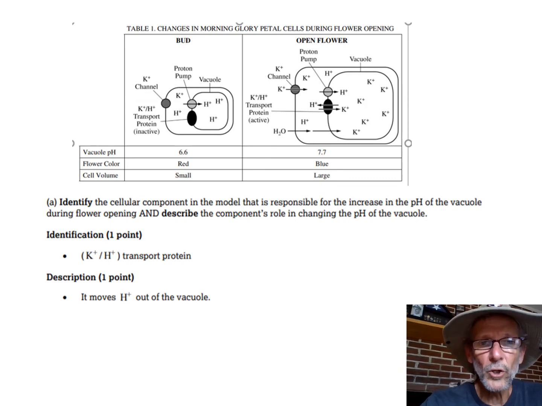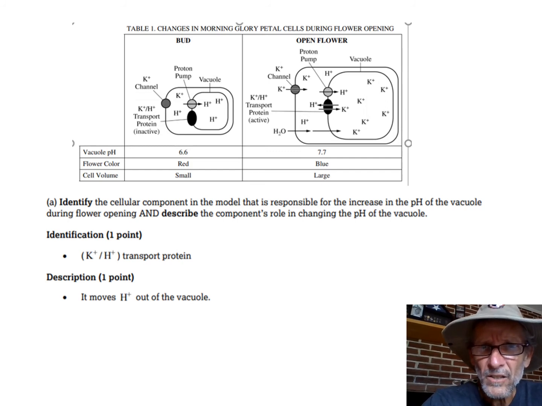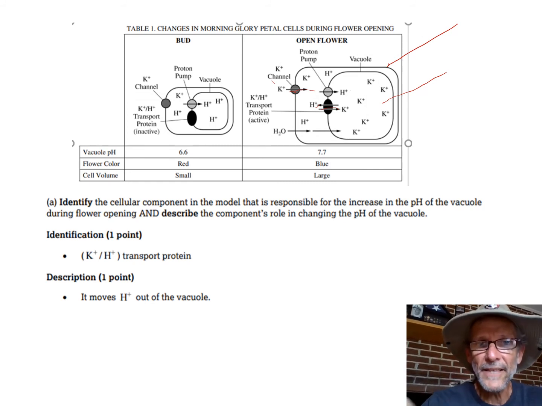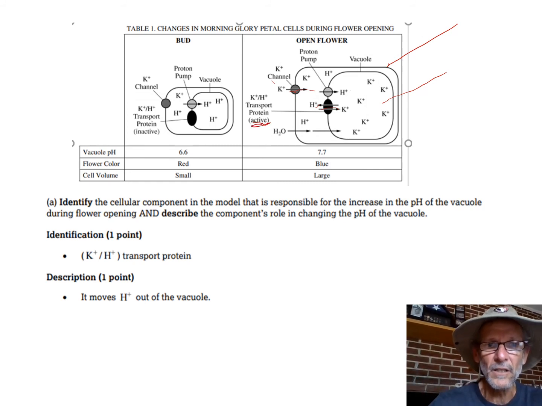Okay, so if we look at this diagram, we have a cell that they tell you is a plant cell, right? We have that big central vacuole, and we have some membrane proteins in both the vacuole membrane, which is called the tonoplast, and the cell membrane. This one's a proton pump. They tell you that. This one has protons going this way and potassium that way. And this one has potassiums going through it. It's a channel. It's passive transport. They tell you this one's active, right? So here we go.